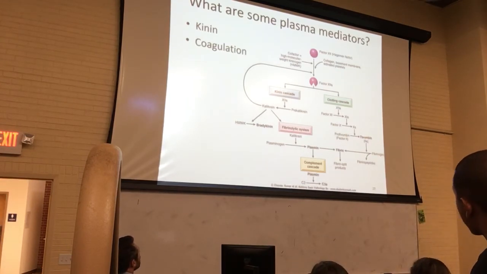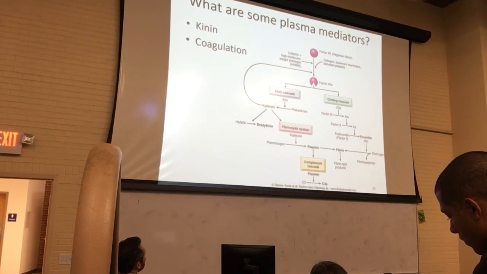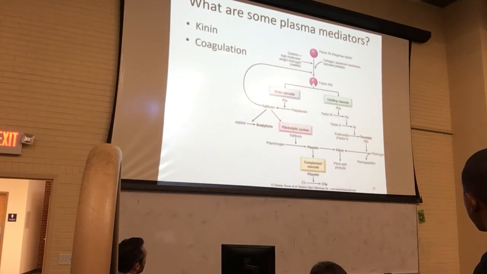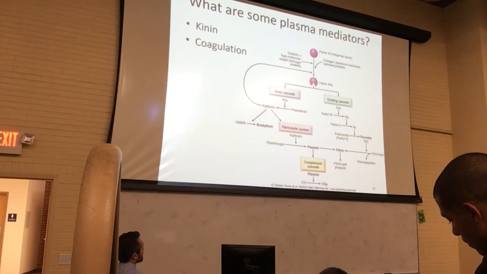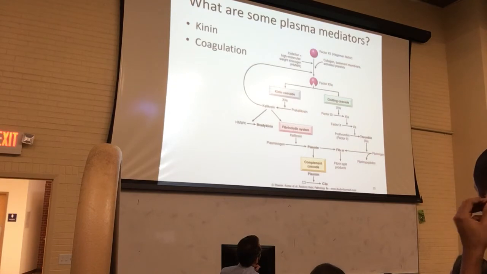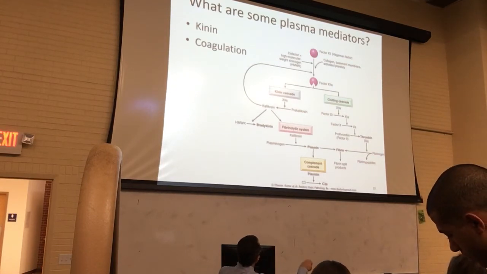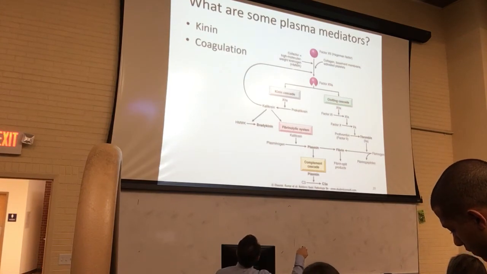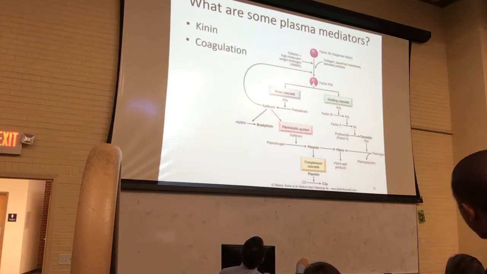And it goes 12 to 12a, and it goes 12 to 11 to 11a, 10 to 10a, so on and so forth down this cascade of events, right? And you end up with fibrinogen going to fibrin. And this is the clotting cascade. And then over here, we actually have what's called the kinin cascade.